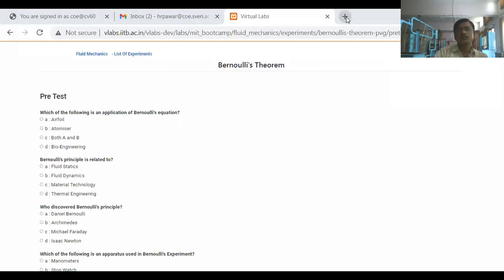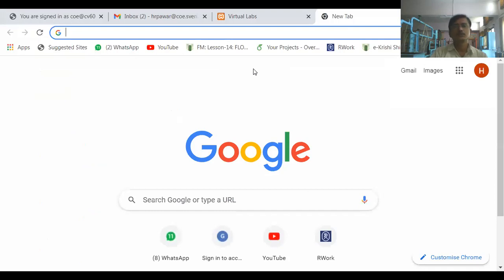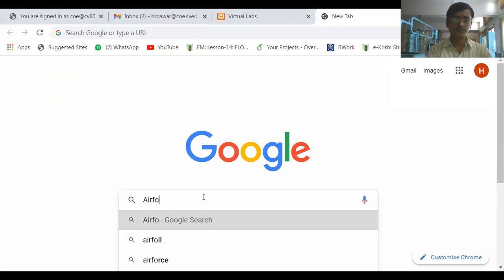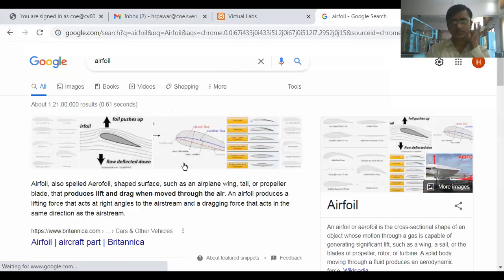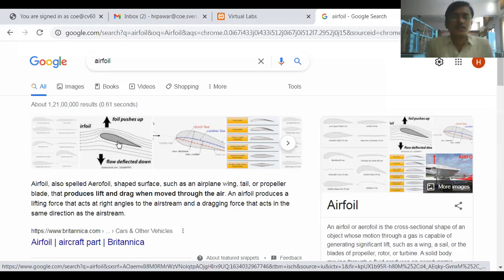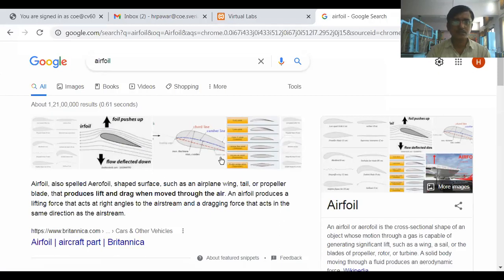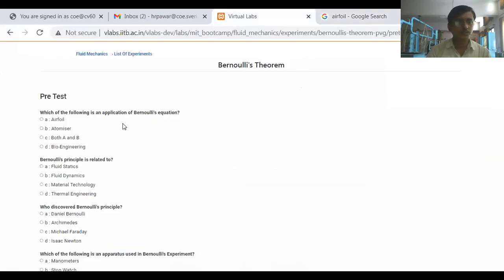Do you know what an airfoil is? Let us see here. This is the airfoil. In unit number 6, the last unit, you might remember the drag and lift. In that, this airfoil comes, and this is the shape of the airfoil, and this is the flow around the airfoil. So there also this Bernoulli's equation is applicable.